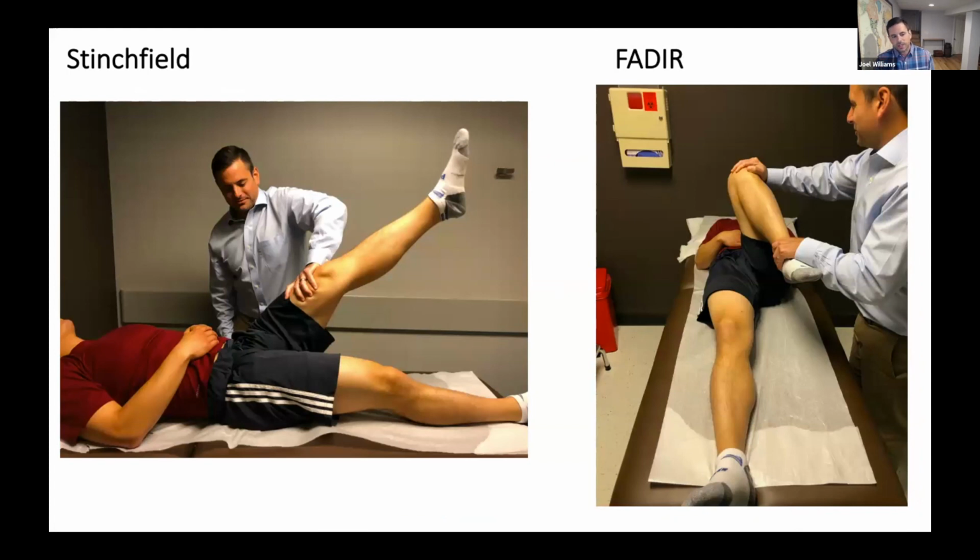The Stinchfield test is when the patient's supine, knee extended, and then you apply force to the anterior femur. And it's non-specific, but if it is positive, it usually localizes pain to the hip joint or anterior portion of the hip. Fader test similarly is somewhat non-specific, but it does suggest some sort of anterior pathology.